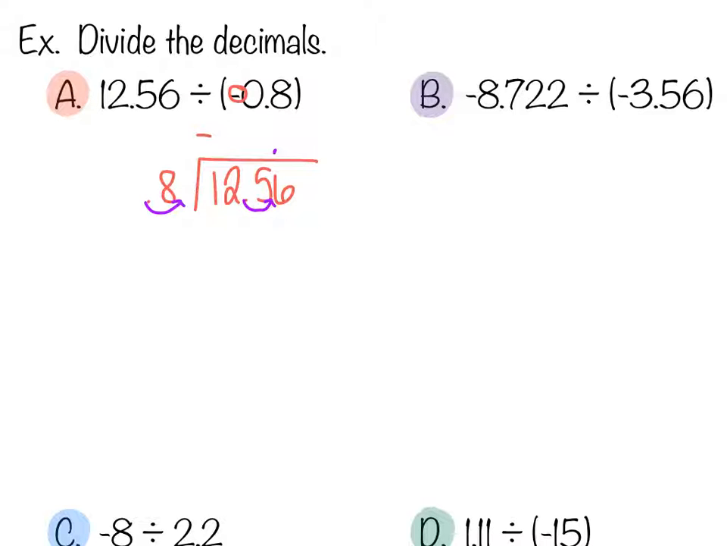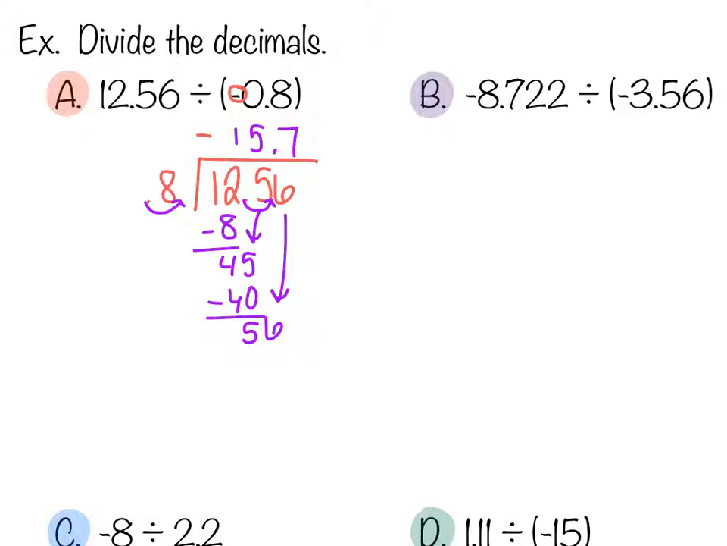And 8 goes into 12 once. 8 goes into 45 5 times. And 8 goes into 56 7 times. So our answer is negative 15.7.